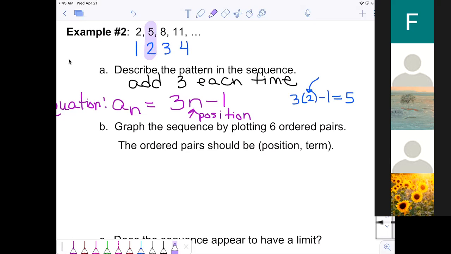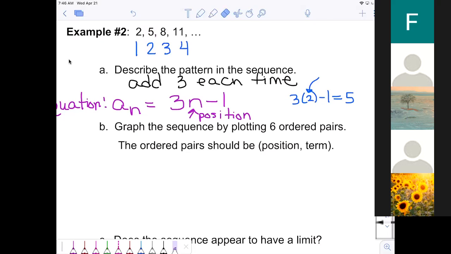So 3 times n, Jaden said you're counting by threes. So that's how I would write that, 3 times n, counting by threes. But you have to subtract 1 because you're starting with the number 2. So that's why I'd have to subtract 1 there to get that starting point.